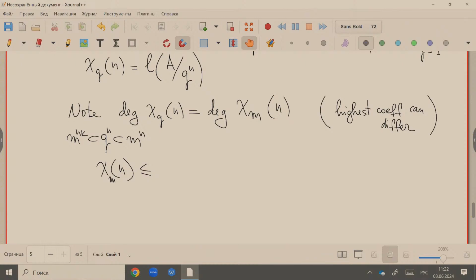And the reason is the following. Since Q is bounded by m^k and m, the power of Q is bounded by this power. So you can write down just the difference between functions. So clearly you have the following inequality between length functions.